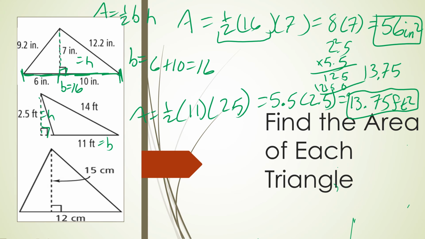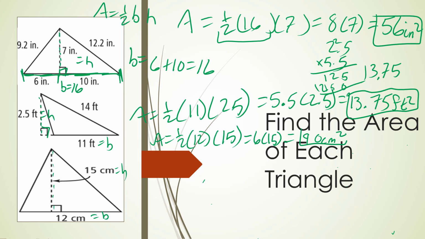All right, so for the last triangle, we are told that we have the height. This one's just giving us straight up the height and the base. It's not having us figure things out. So the area is equal to 1/2 the base, which in this case is 12, times the height, which is 15. So 1/2 of 12 would be 6, times 15. 6 times 15 would be, of course, 90. So the area of the last one would be 90 centimeters squared.